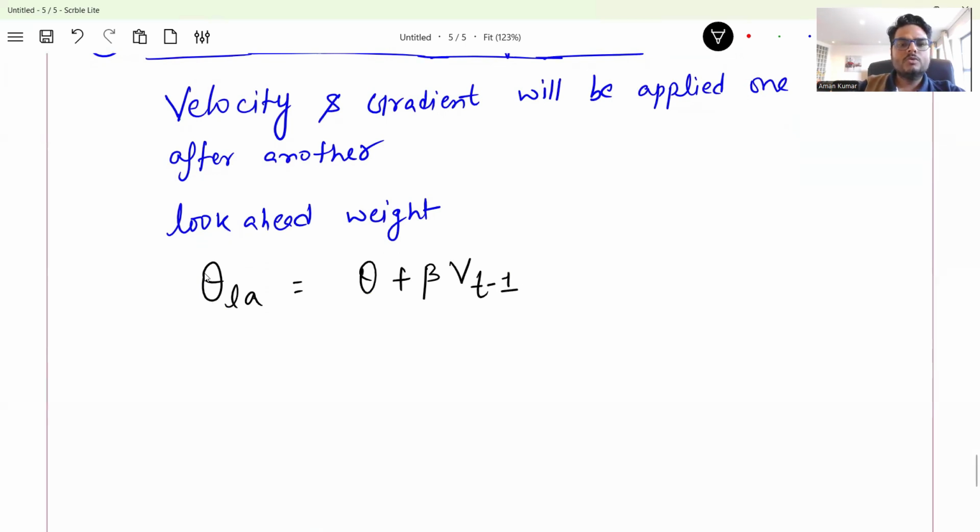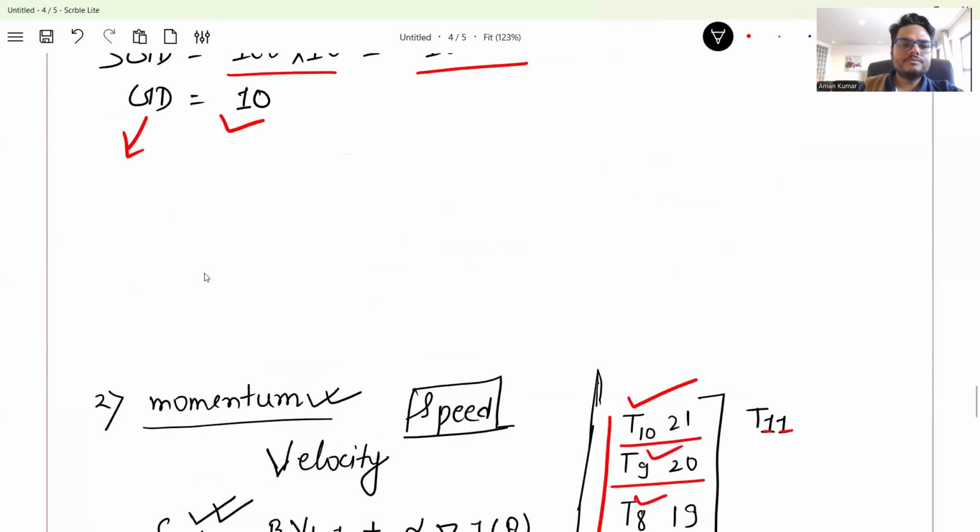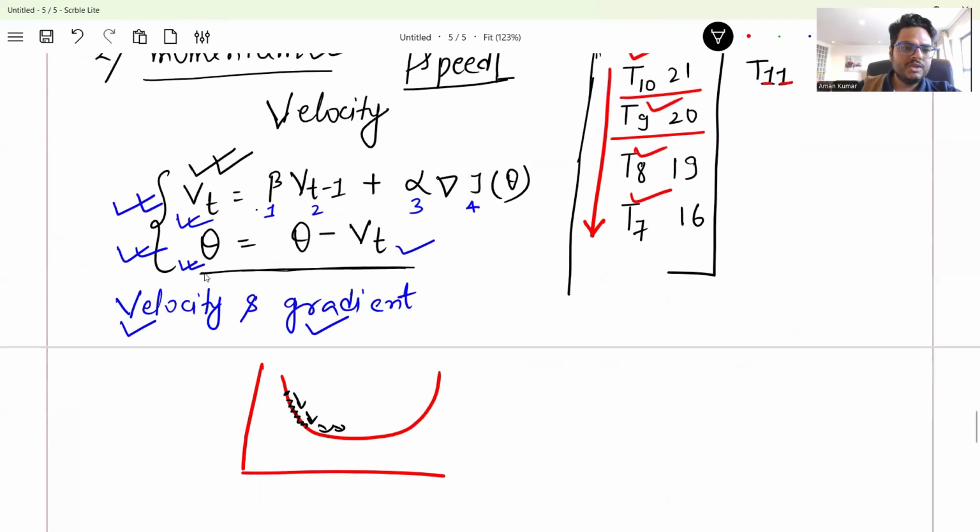So what I'm trying to do here is take the previous velocity and derive the look ahead weight. And then I am deriving velocity based on this look ahead weight. Beta of t minus 1 remains the same as the previous one. Then the loss function of theta look ahead, and then theta is equal to theta minus vt. If you compare this with the momentum formula, it is very similar to momentum. Theta is adjusted using vt only.